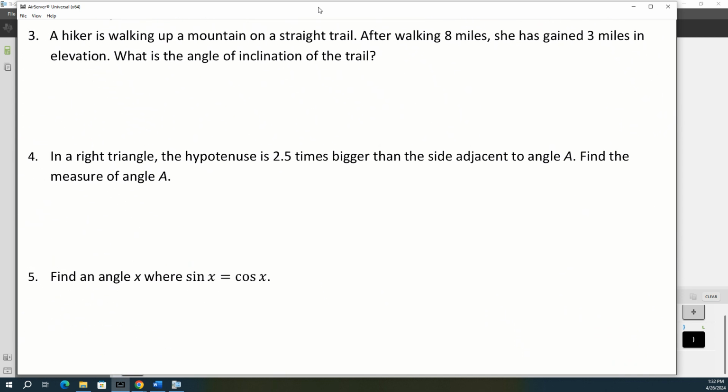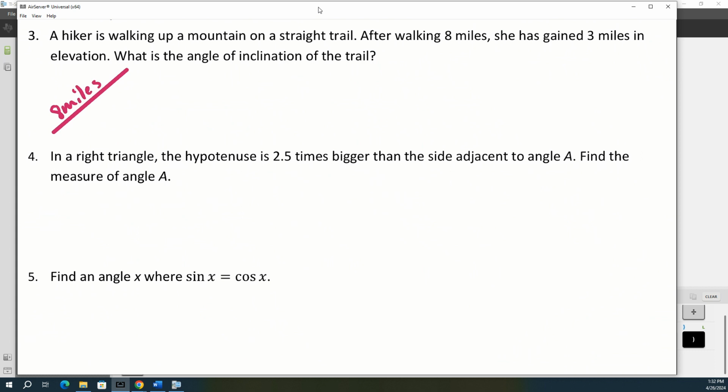Okay. All right, so let's look at 3. Number 3 is an application of inverse trig functions, and it's about a hiker. A hiker is walking up a mountain on a straight trail. So here is the mountain. After walking 8 miles, that's a pretty long hike, she has gained 3 miles of elevation.